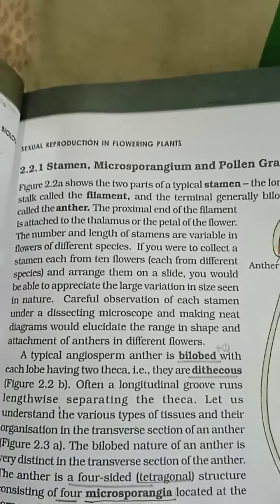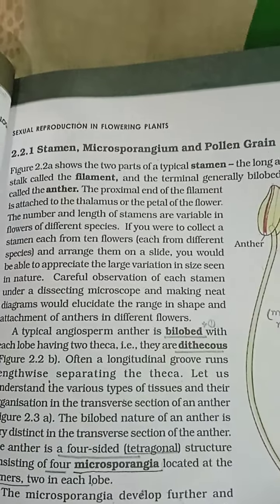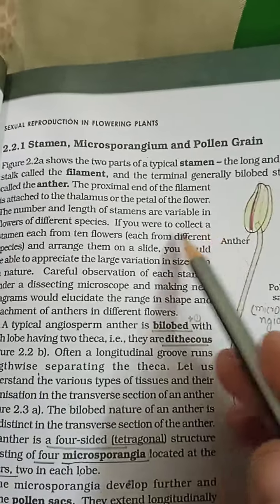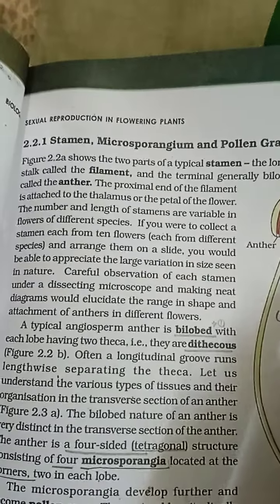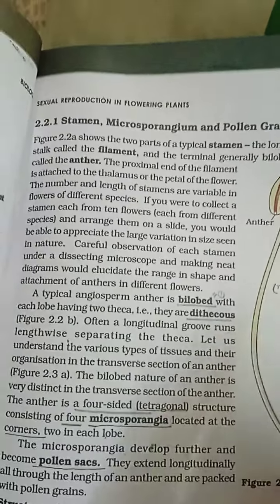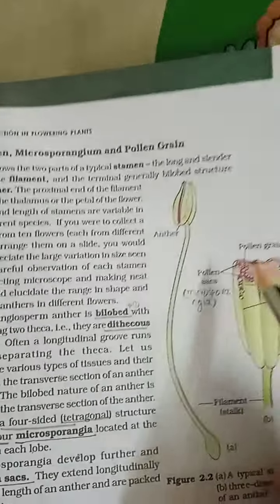Very important. Stamen represents the male part. That male part contains the long cylindrical structure, the filament, and the filament is terminally bilobed. The anther is generally bilobed and dithecous. We discussed previously: bilobed, two lobed, 1 and 2.